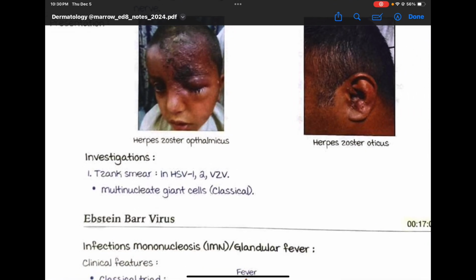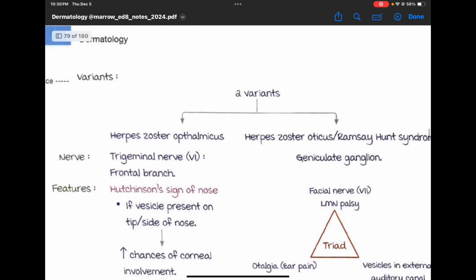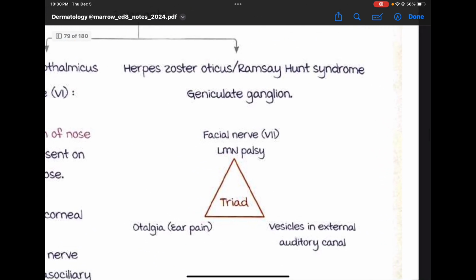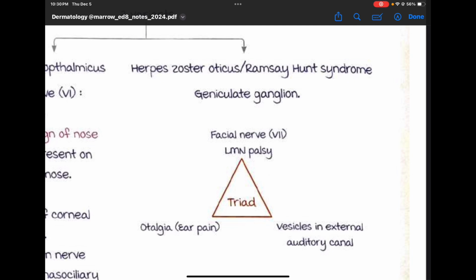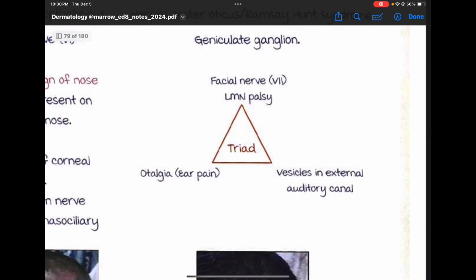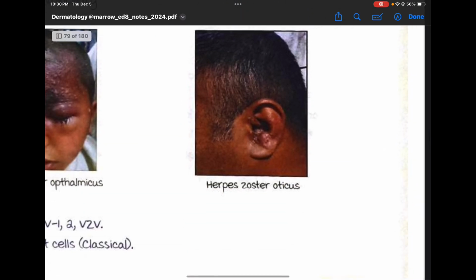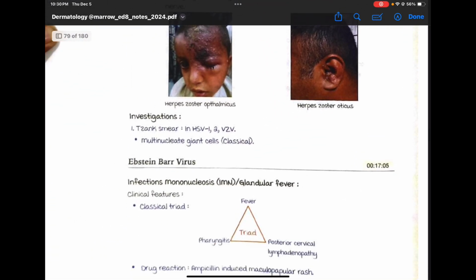Investigation: Tzanck smear. HSV1 was causing all the face related infections, HSV2 was causing genital infection, and varicella zoster virus. Multinucleated giant cells, classical Tzanck smear. Herpes zoster oticus, Ramsay-Hunt syndrome: geniculate ganglia, facial nerve, that is the 7th nerve, and it causes lower motor neuron palsy. Triad: otalgia, ear pain, vesicles in the external auditory canal, herpes zoster oticus.